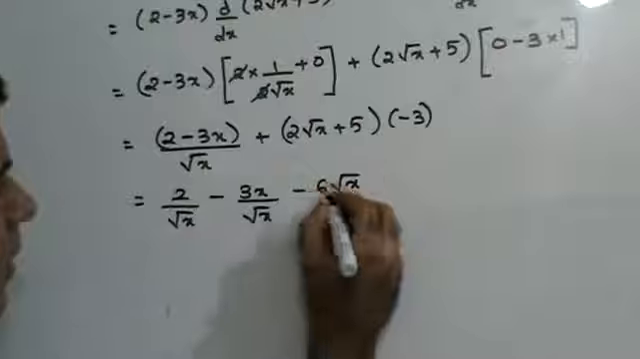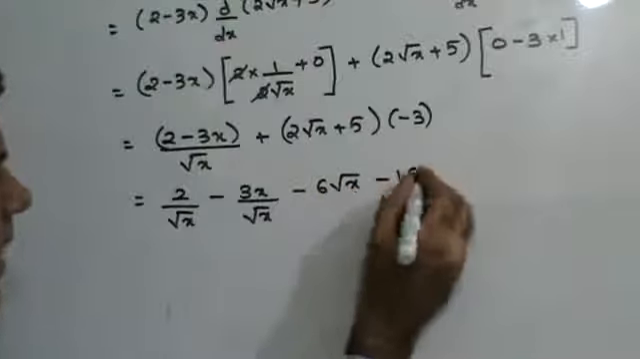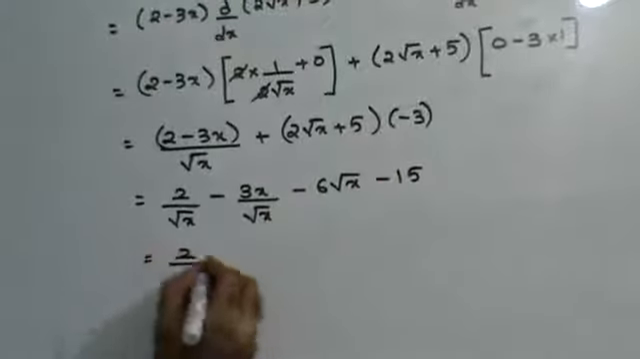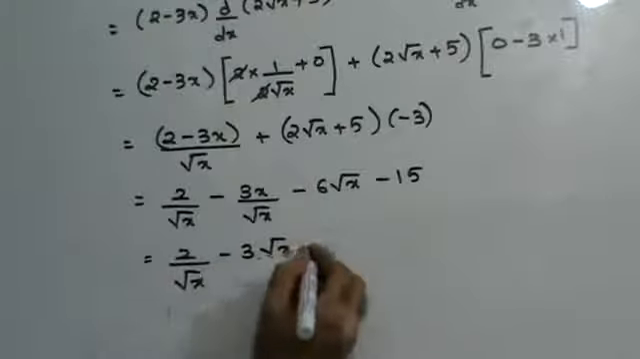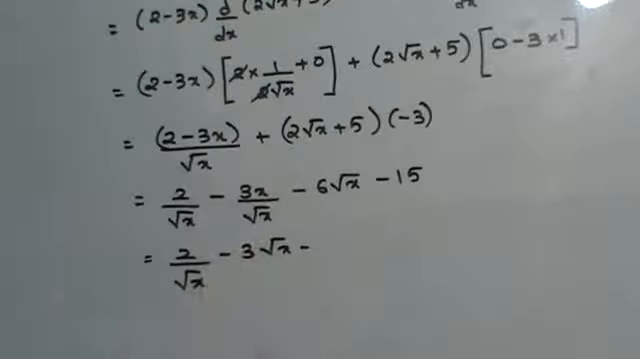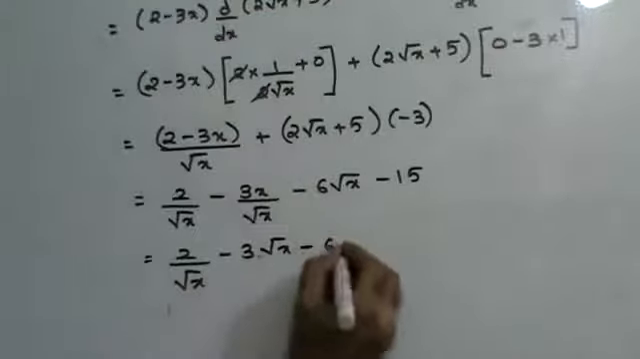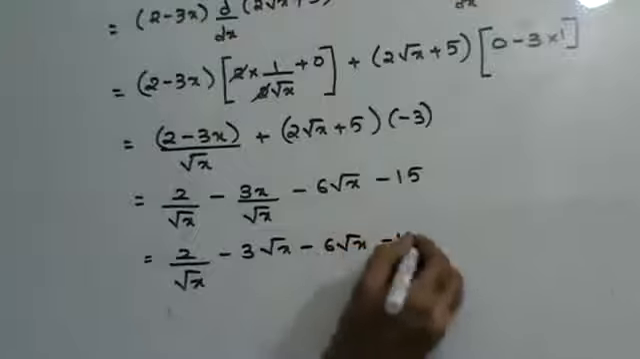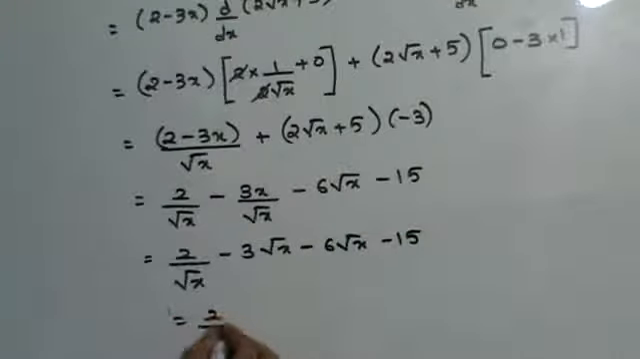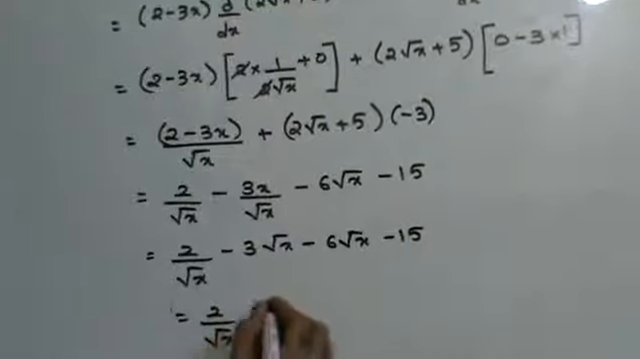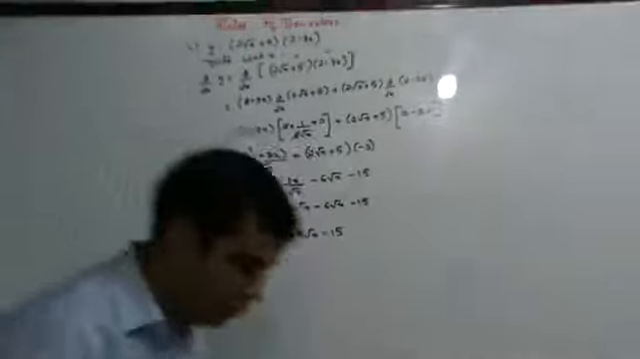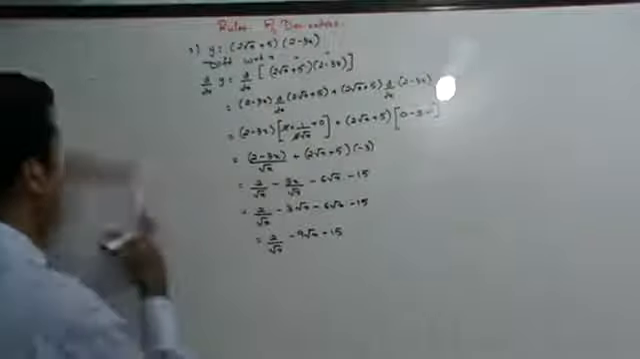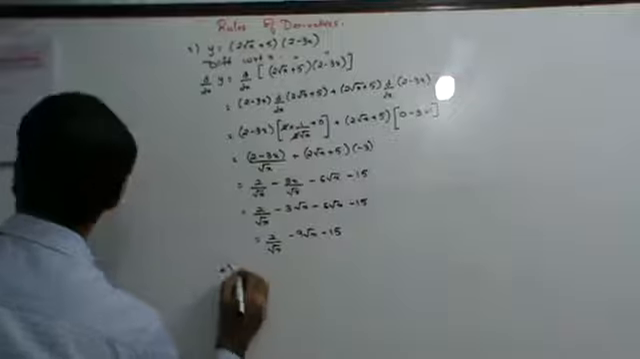root x minus 15. This can be written as 2 upon root x minus 3 root x, because x upon root x will give you root x, minus 6 root x minus 15. So 2 upon root x minus 9 root x minus 15. That is your answer. Let's move on to the next sum, guys.